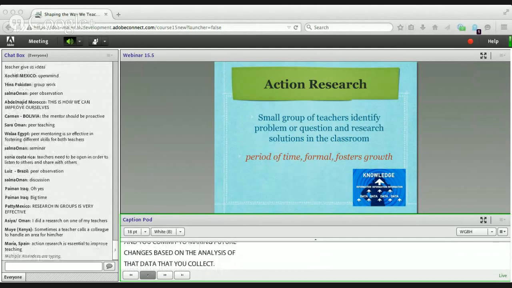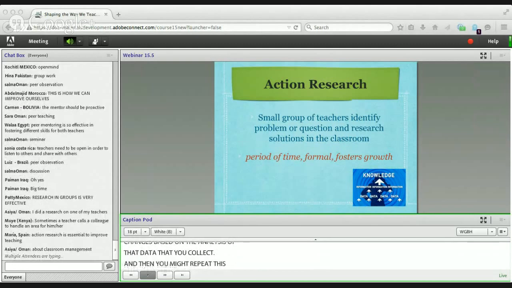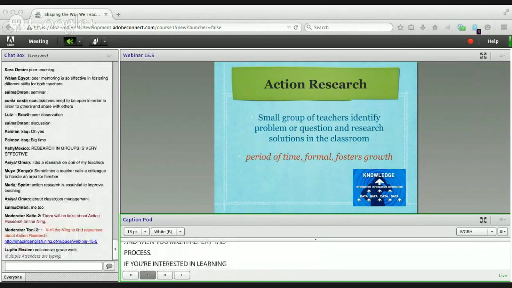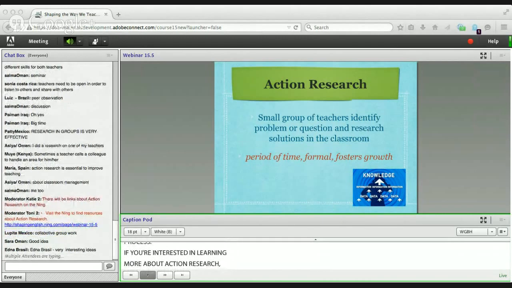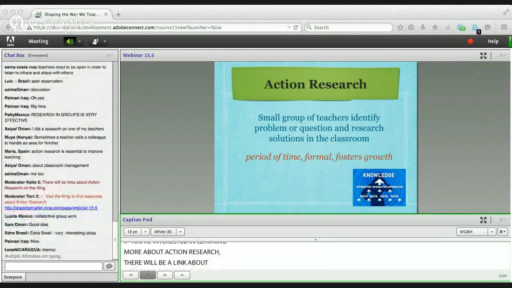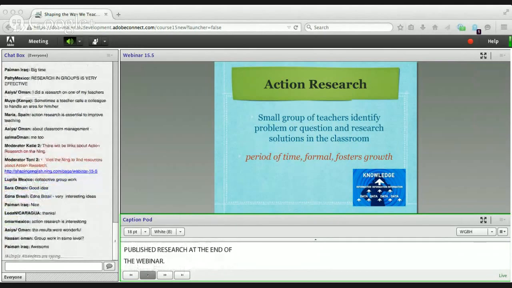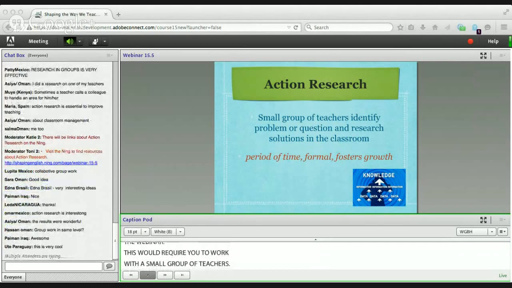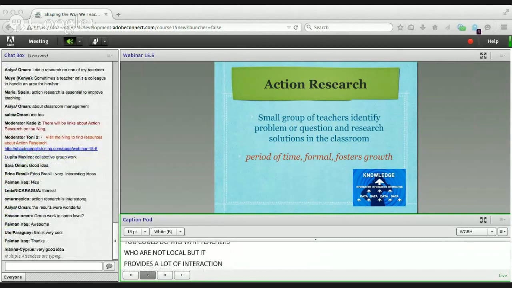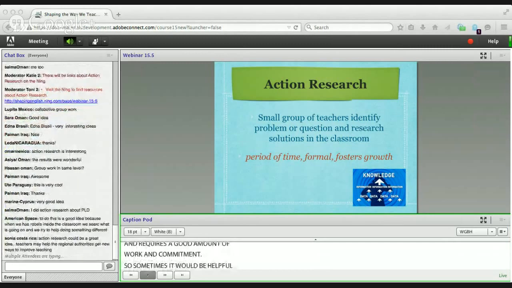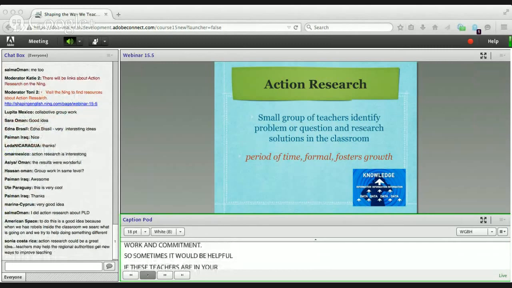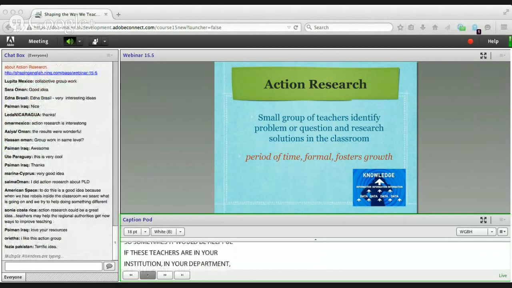If you're interested in learning more about action research, there will be links to online websites and published resources on the webinar site and at the end of this presentation. So this would require you working with a small group of teachers. You could do this with teachers who are not local, but it provides a lot of interaction and requires a good amount of work and commitment. So sometimes it would be helpful if these teachers are in your institution, in your department, or at least in your local area, because it would require a good amount of communication.